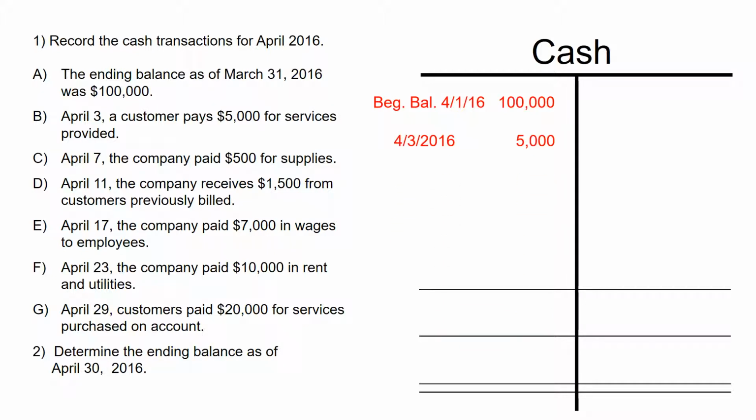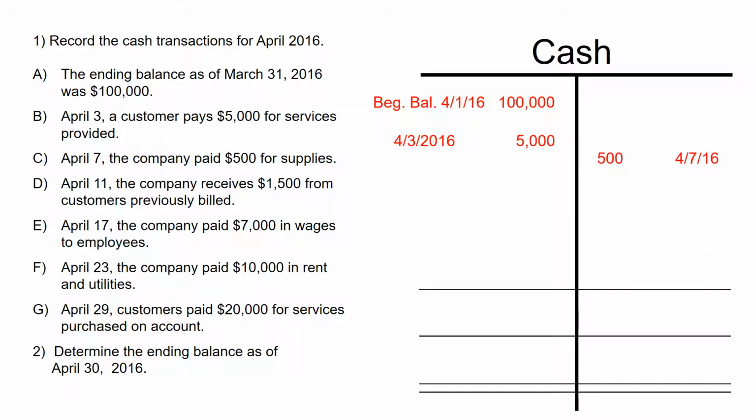C, April 7th, the company paid $500 for supplies. The company is paying for supplies. That means that cash is going to decrease. Cash is going outside the organization. You decrease the account, it's a credit. So you credit for $500.